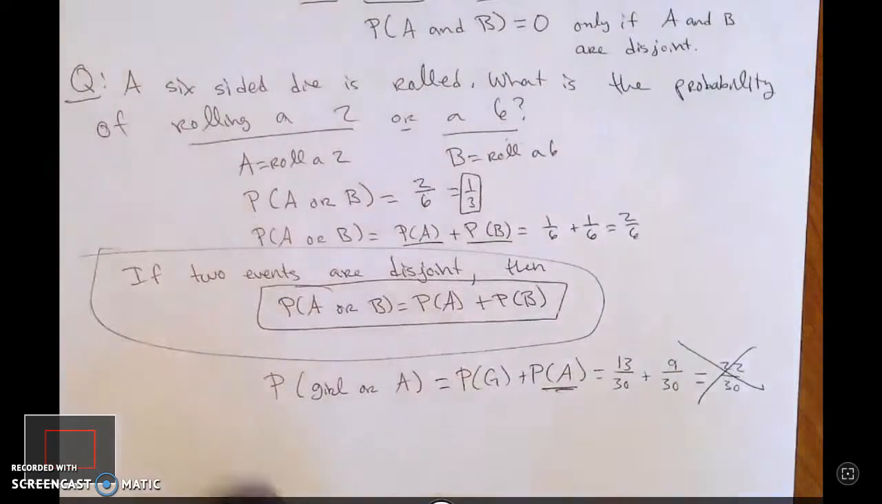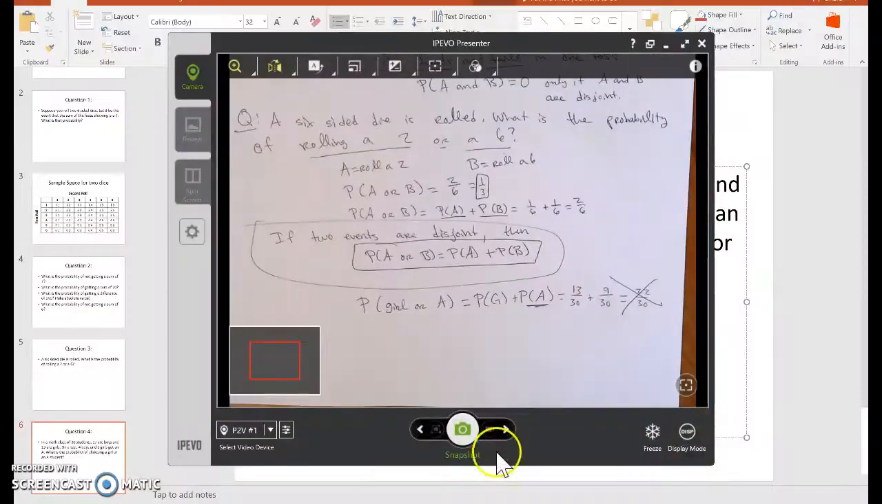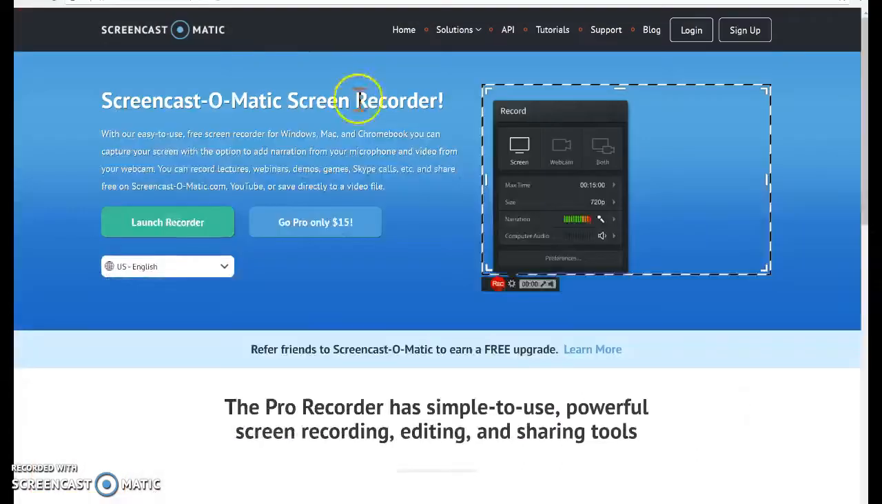All right, now let's go back to the question. The question here was: what is the probability of choosing a girl or an A student? Let's try to figure that out. This is how I'm going to do it. Let me write it and see how this works out. I have my sample space. Here is my sample space.